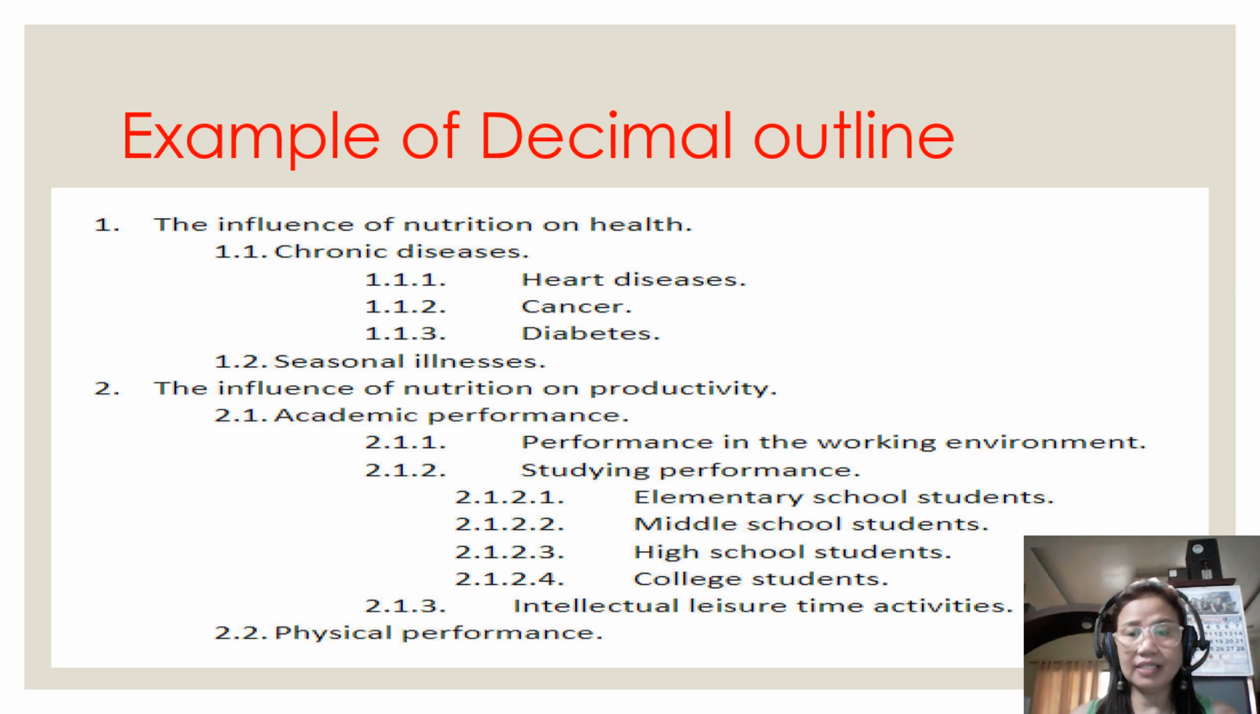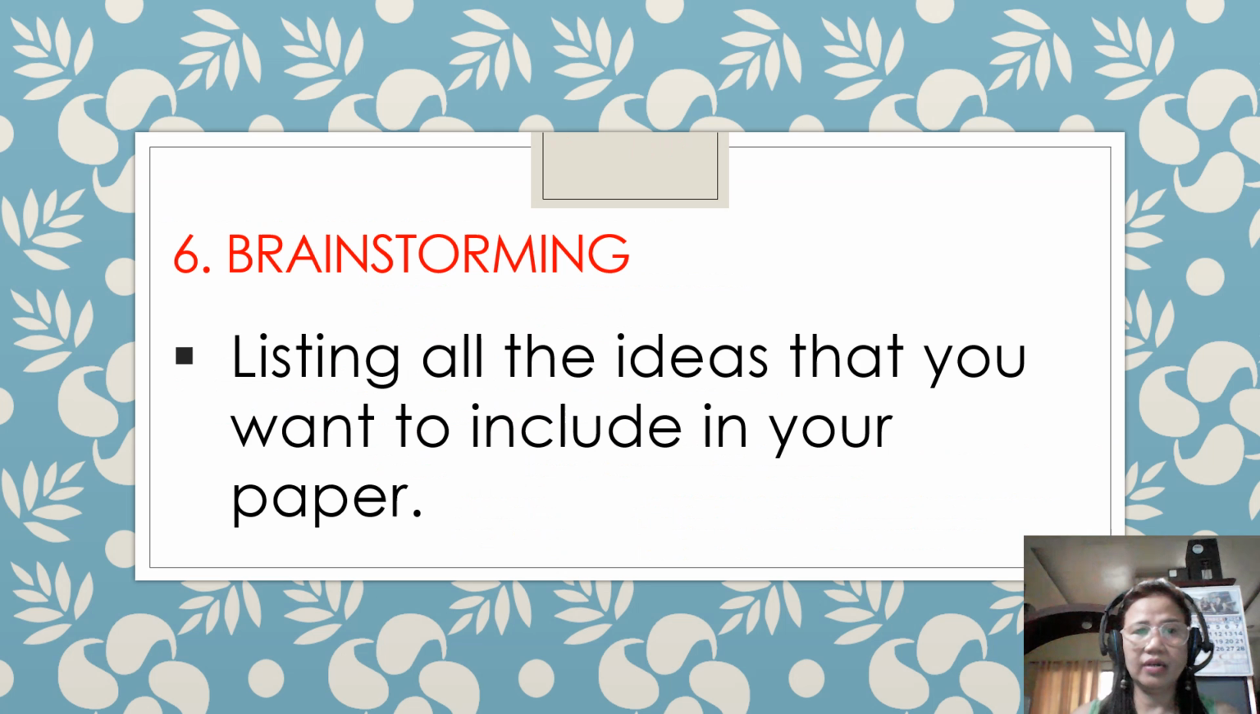So if you notice, class, all of these outlines make use of numbers. This is their similarity to one another. Next, brainstorming. It is the listing of all the ideas that you want to include in your paper. Whatever messages or ideas you have in your mind that you want to integrate in your essay, you call that brainstorming.